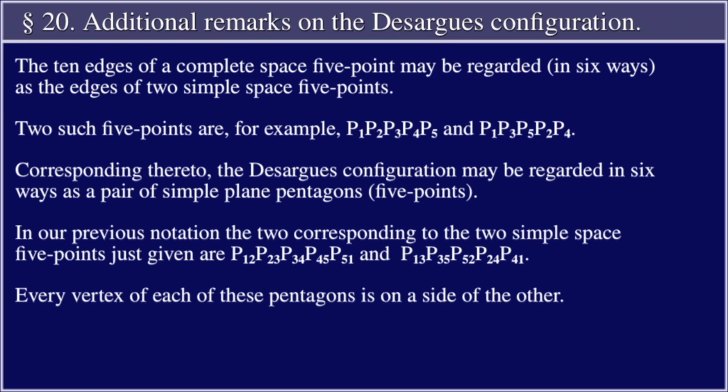In our previous notation, the 2 corresponding to the 2 simple space 5 points just given are P12, P23, P34, P45, P51, and P13, P35, P52, P24, P41. Every vertex of each of these pentagons is on a side of the other.